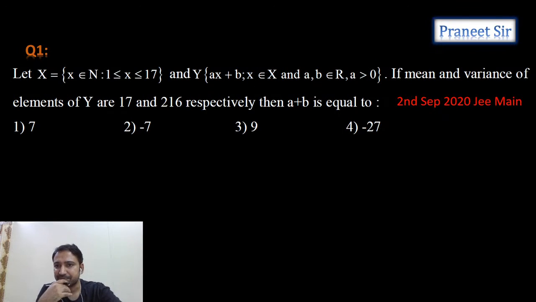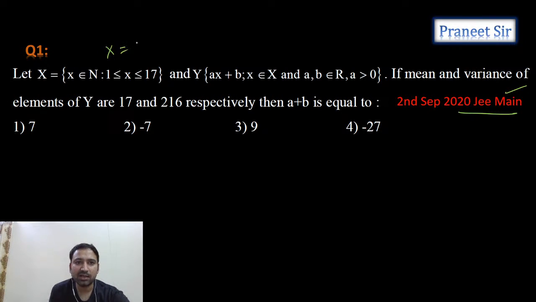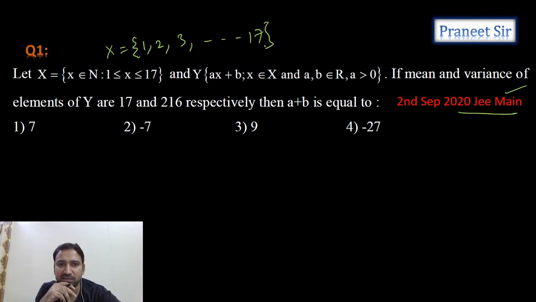Right, chalo then, let's start, guys. These questions are September 2020 mains questions, so we'll discuss these questions first. Let's start doing this question. Here X is given as the set of all natural numbers from 1 to 17. These are all natural numbers. And Y is given as aX plus b, where X belongs to the set X. If the mean and variance of Y are given, then a plus b is how much?